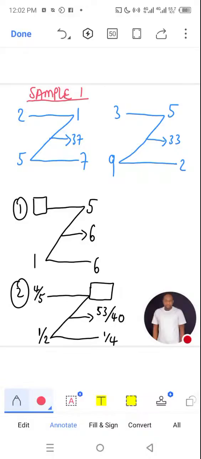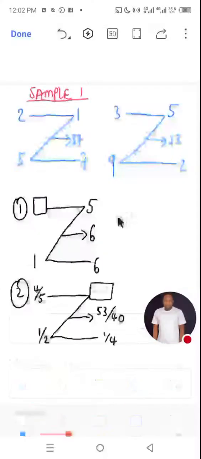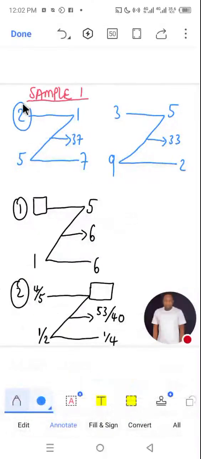Okay, so let me explain how it was gotten. Everybody pay attention. See, 2 times 1 is 2, right? So you write 2, then plus 5 times 7, which is 35. What is 2 plus 35? Isn't that 37? So this one here is 37.